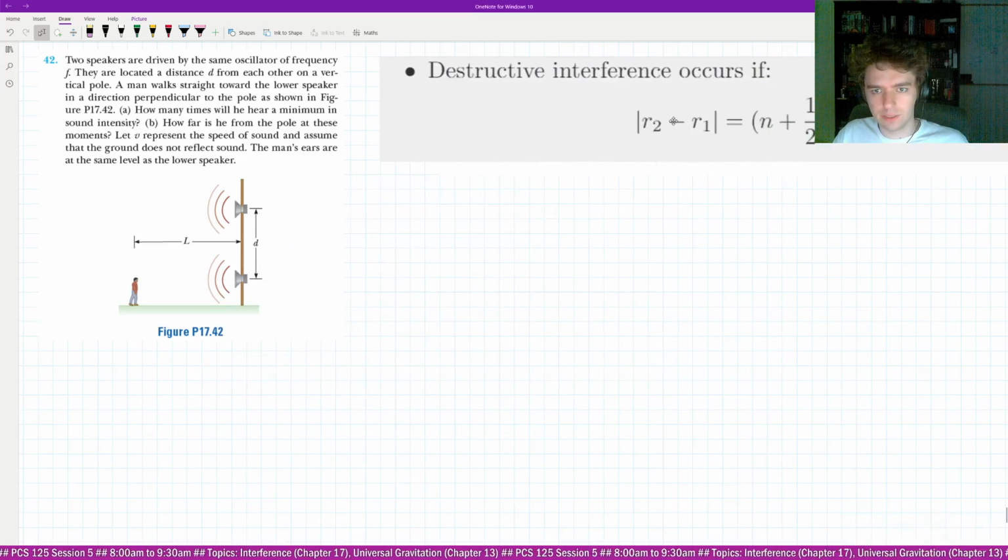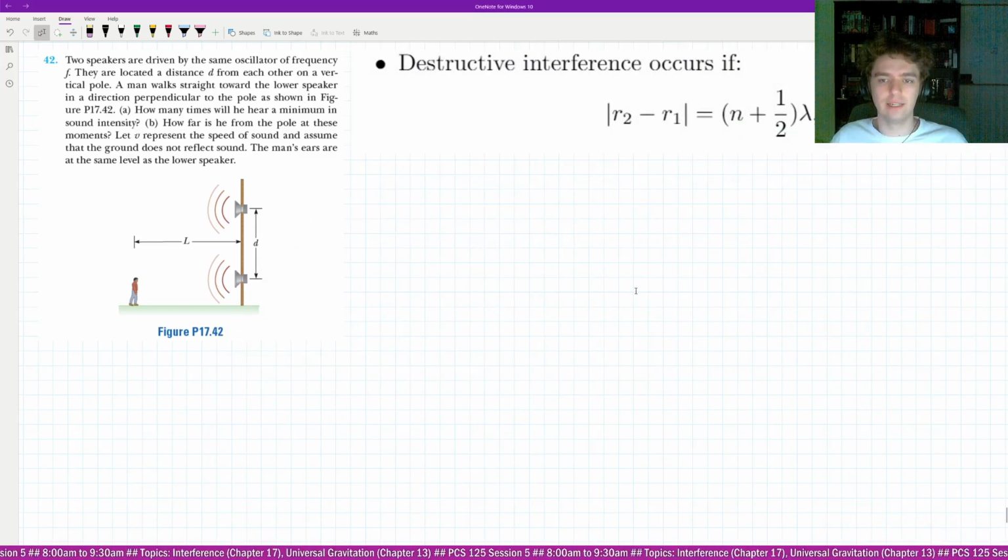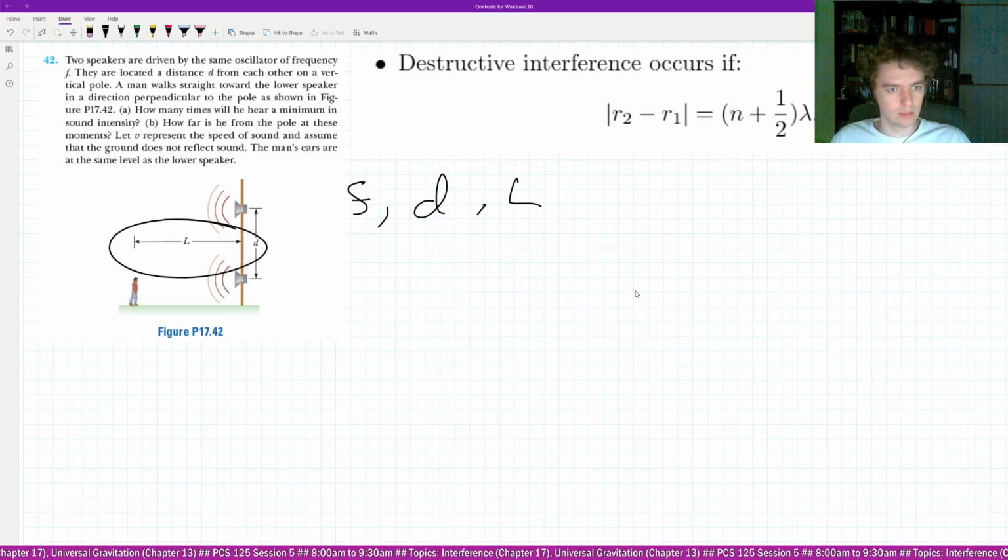So, destructive interference occurs if the absolute difference between the two radii, like the distances that they're traveling, is some odd multiple of lambda over 2, right? Okay, what do we know? We know the frequency is f. We know the distance, we know L. What variables are we allowed to use? I guess we're allowed to use L because it shows in the picture. Okay, so how do I find lambda?